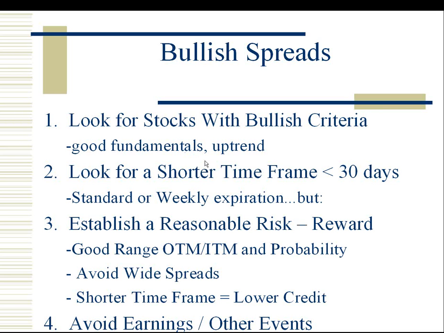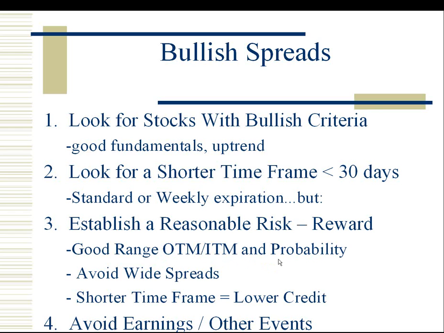Or, of course, we have the advantage of using weekly options now. There's roughly 400 plus securities that offer the weekly options. And of those 400 securities, almost all of them, about 98% now, offer what are known as the continuous weekly series. We're going to take a look at that in just a moment. So you can use the standard or the weekly expirations, but we have to establish a reasonable risk versus reward for our credit spreads. We have to be a good range out of the money for a credit spread or in the money for a debit spread to have the better probability of the trade going in our direction. We want to avoid wide spreads.